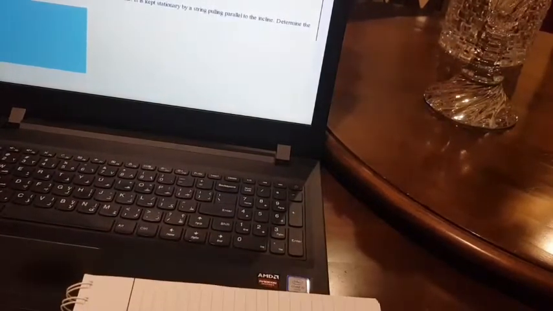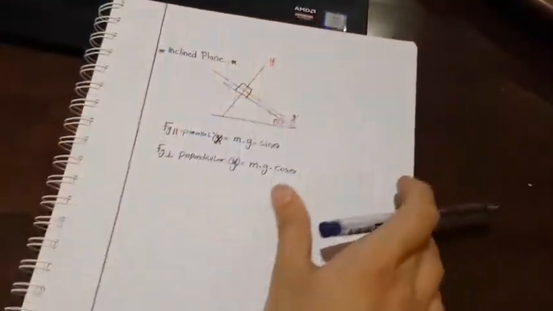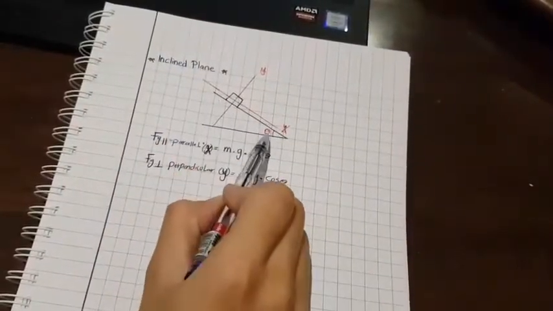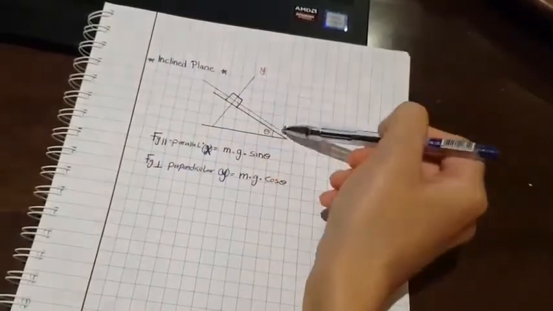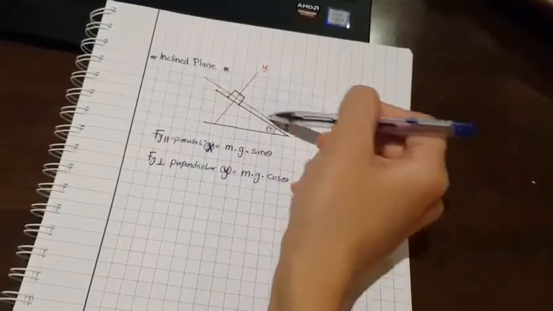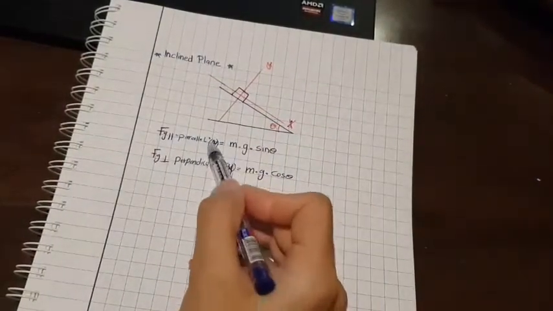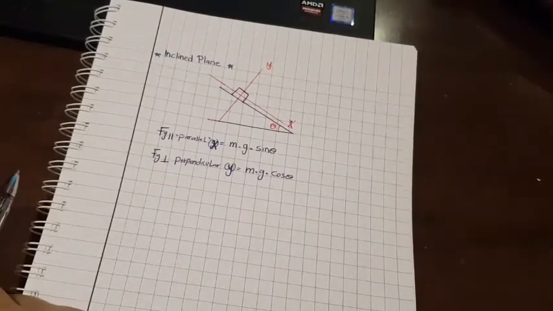Look here, please. First of all, as I said, inclined plane. Here's the inclined plane, inclined surface. Here's the angle. The first step, draw the y and x axes. Here's the y perpendicular to the surface and x parallel to the surface. Then remember to write the two formulas. Let's read the question together and solve it.